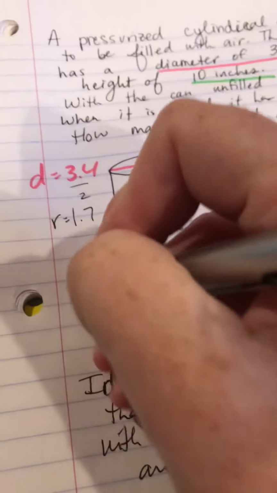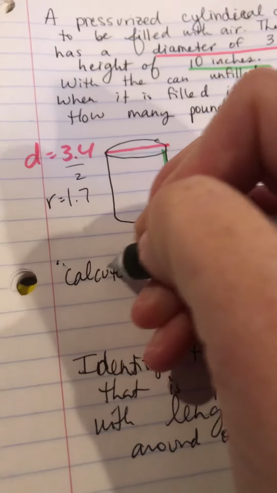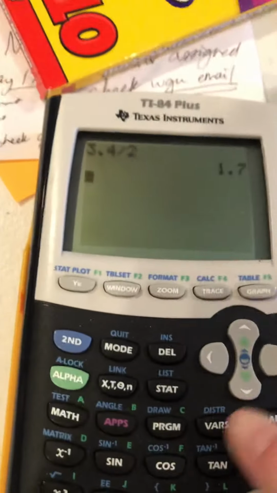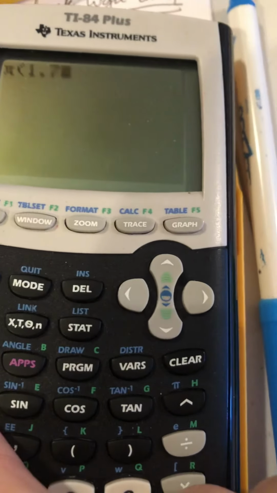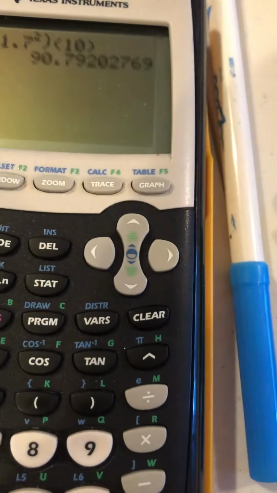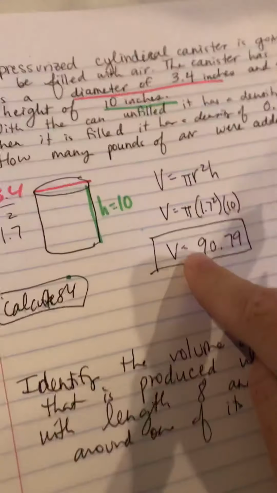Again, the app for getting a calculator like this is Calculate 84. I just spelled that wrong. Okay, so we're going to do pi times 1.7 squared times 10. Okay, so I get 90.79. So that's the volume.